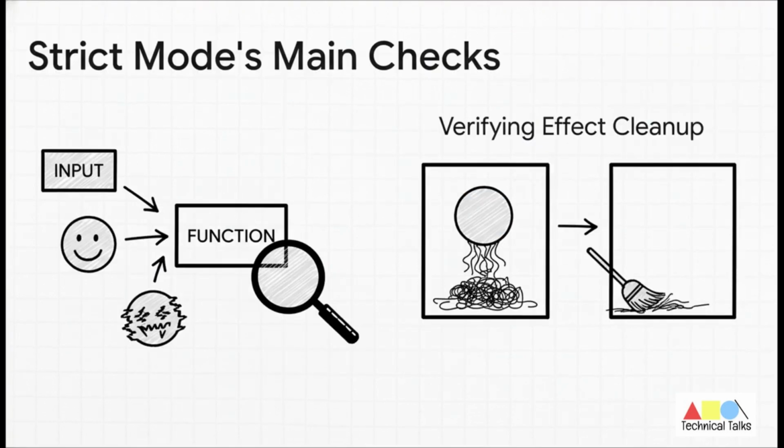And here are the two big culprits it's looking for. First, it's hunting for something called impure functions. These are sneaky functions that can cause unpredictable behavior, which is a big no-no in React. And second, it's making sure your useEffect hooks have a proper cleanup plan, which is absolutely critical for preventing memory leaks and other weird bugs.